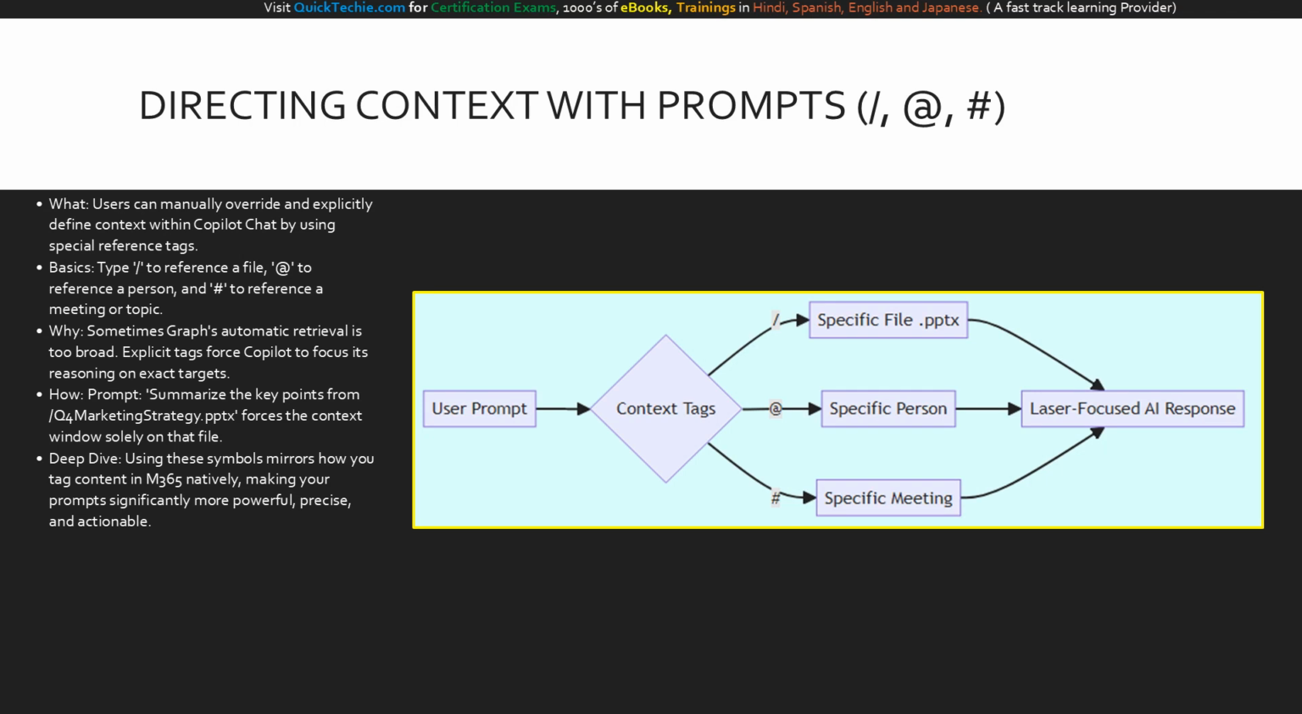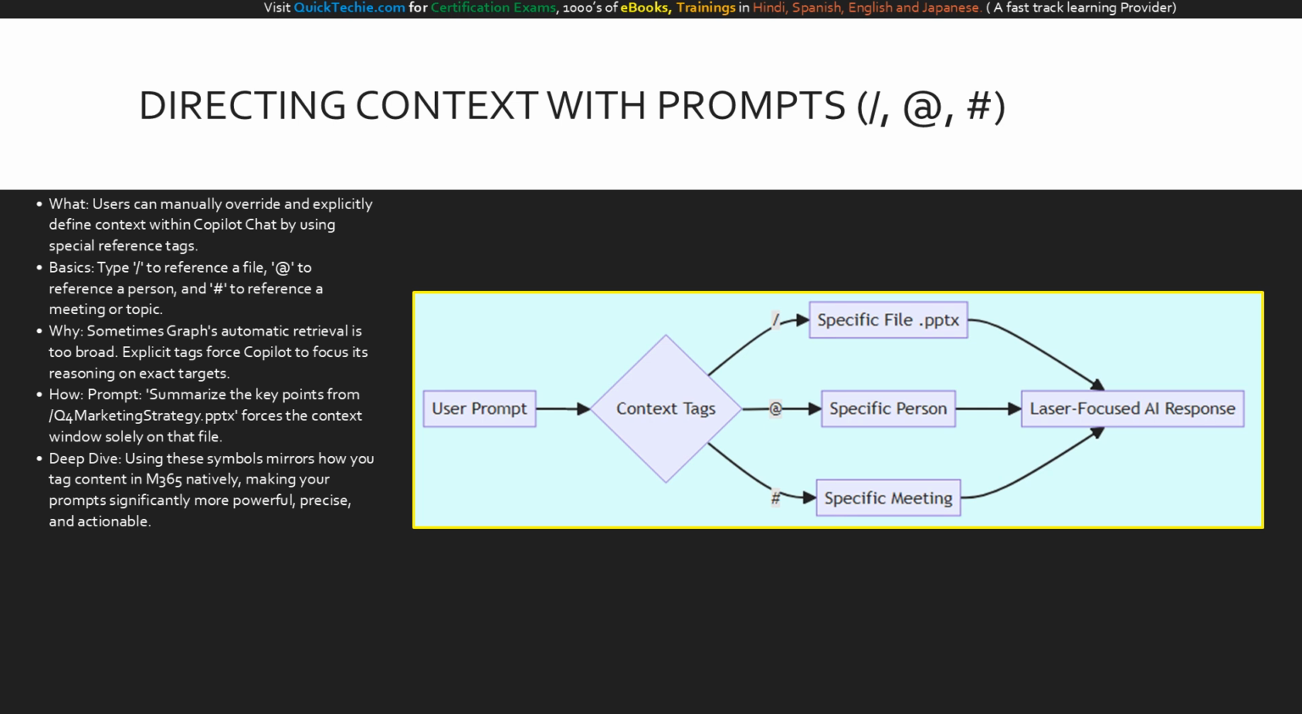While Copilot is excellent at automatically determining context based on your app and graph data, you as the expert can take the wheel and drive the context manually. You do this using reference tags directly in your prompt. By typing a / you can explicitly reference a specific file, forcing Copilot to use only that document as its context. Typing the @ symbol allows you to pull in the perspective or recent communications of a specific colleague, while the hashtag symbol targets specific meetings or topics. If you want Copilot to summarize feedback from your manager on a specific presentation, using the @ and / tags guarantees the AI is looking at the exact data you want, eliminating guesswork and drastically optimizing your results.